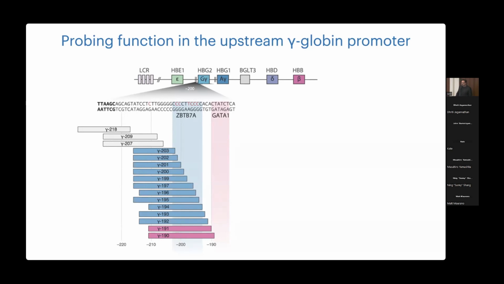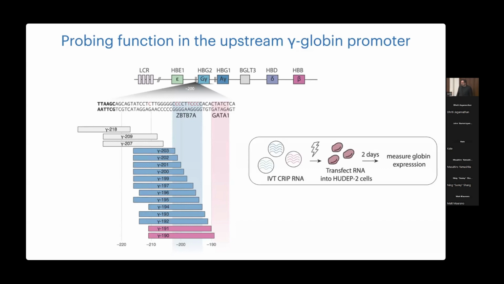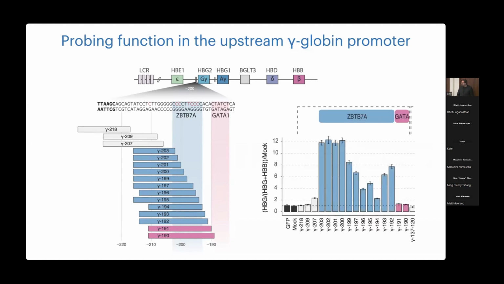Each of these is encoded by a single mRNA, i.e. there's no reason to engineer in Cas9 expression or whatever. Each of these is just on one mRNA. We can make those mRNAs by in vitro transcription and transfect them into a hematopoietic primary line called HUDEP cells. They're essentially slightly immortalized primary cells. And you can measure globin expression. Okay, so we can do that, and then we can see what happens.